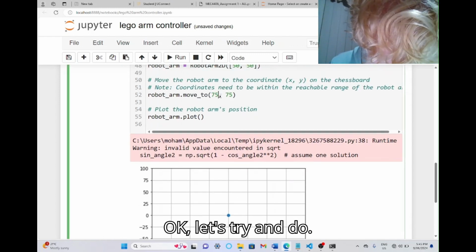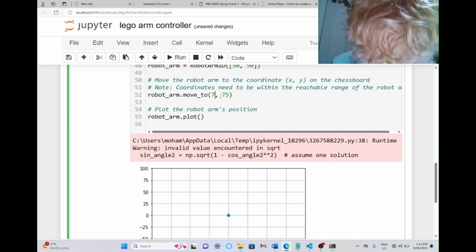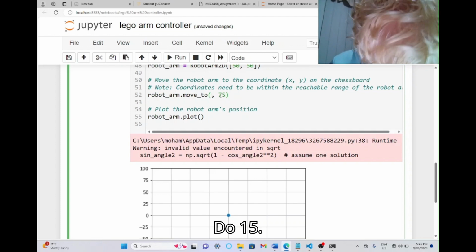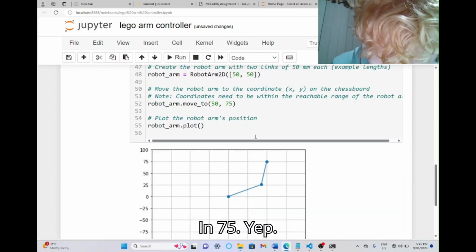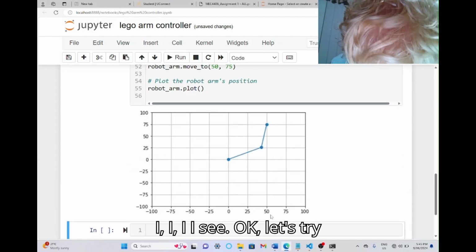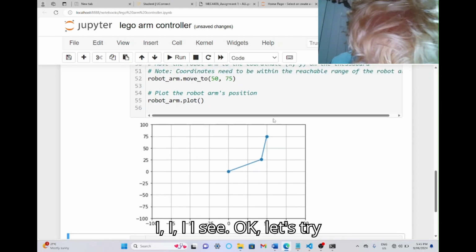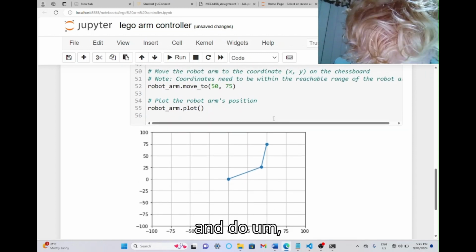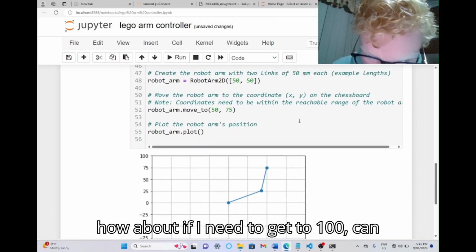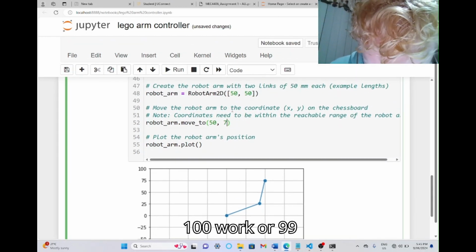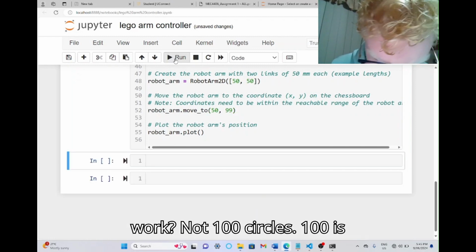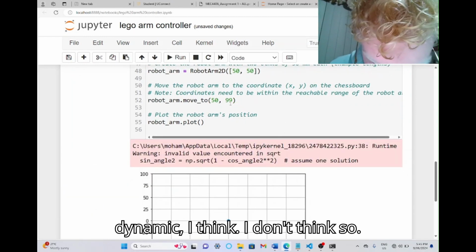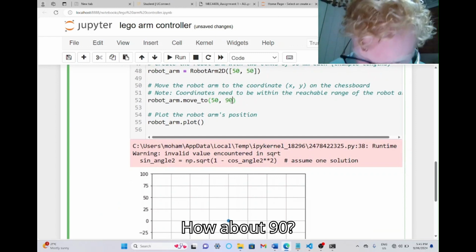okay, let's try 50 and 75. Yep, I see. Okay, let's try, how about if I need to get it to 100? Can 100 work, or 99 work? Not 100, because 100 is the limit, I think. I don't think so. So how about 90?